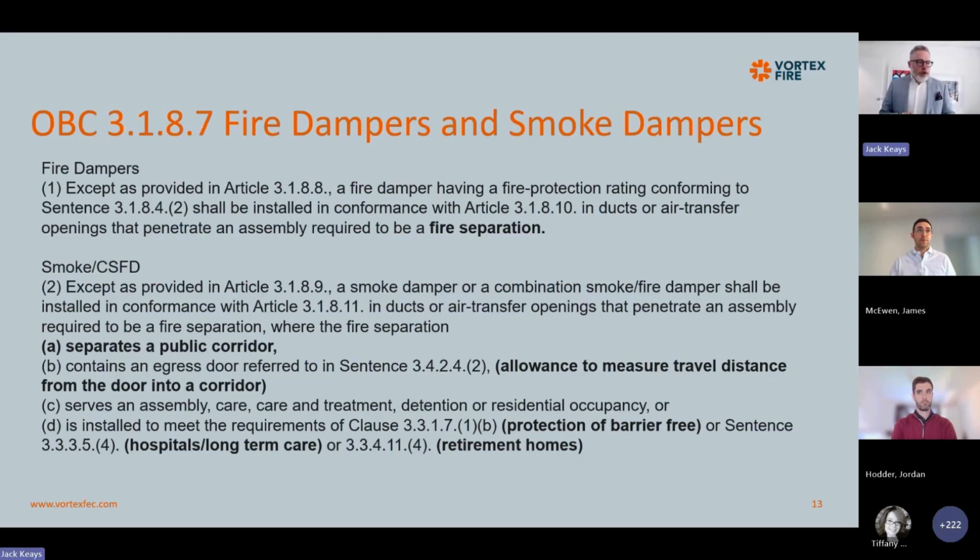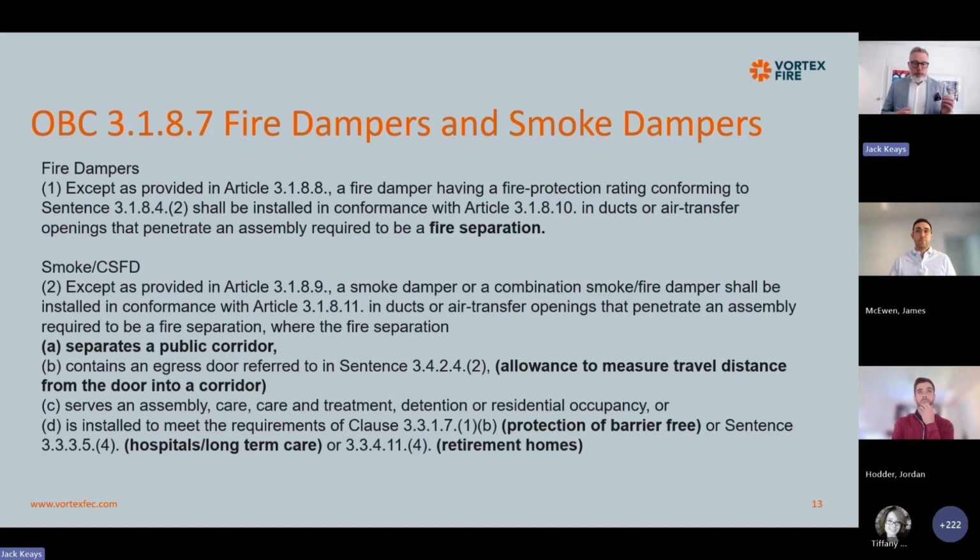So, this is the introduction. This is the requirement for fire and smoke dampers. We're not going to drill too much into the actual wording here, but there are some key items. The first one is you require a damper at a fire separation. And then this is the actual requirement. There's a waiver coming up. There are some key things.